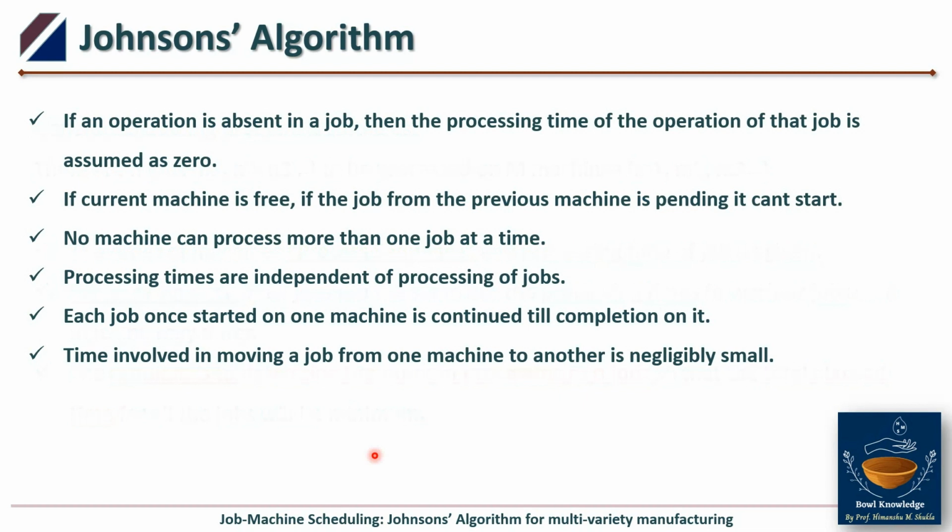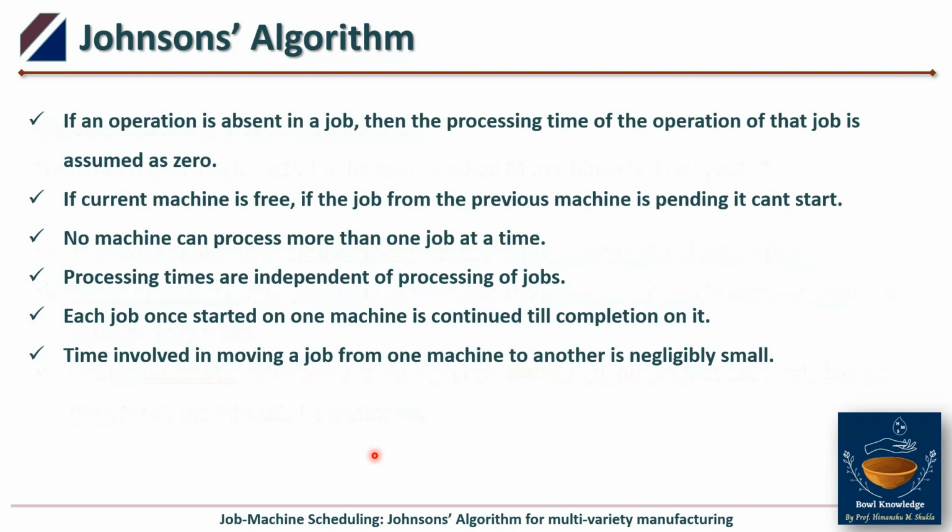Some of the assumptions or postulates of Johnson's algorithm are listed here. I'll read them out. If an operation is absent in a job, then the processing time of that operation is assumed as 0. This is but obvious. There is a possibility that in some variety of products some operation is not essential or necessary. At such a time we will take the value as 0. If the current machine is free but the job from the previous machine is pending, it cannot start, because, as I said, there is dependency in the operations.